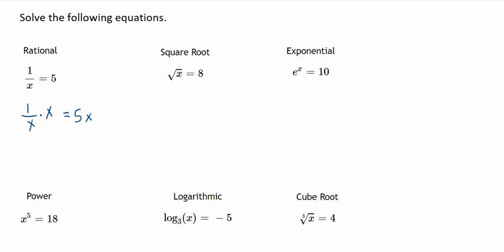So I'm going to say on the left hand side, things will simplify out just to give you the number 1. And then to finish solving, since the 5 is being multiplied, I will simply divide both sides by 5. And then by doing that, the 5s simplify on the right hand side, giving me that the solution is x equals 1/5.